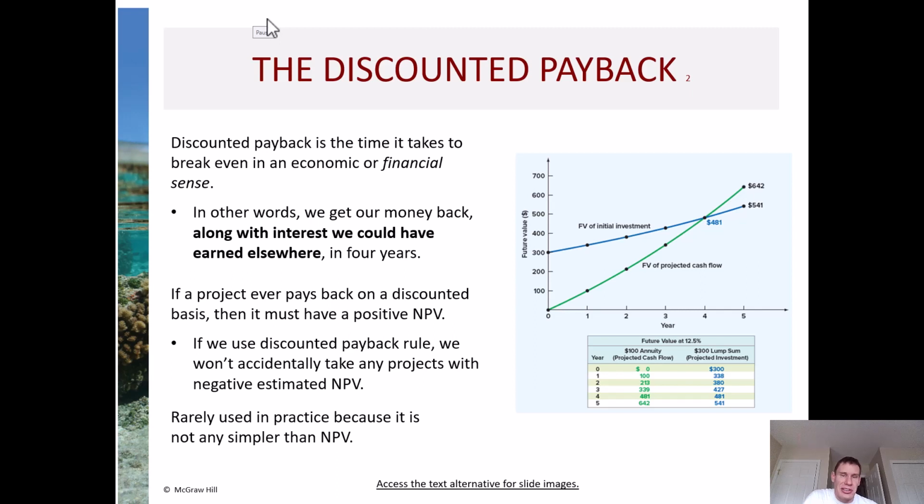Okay, so discounted payback is the time it takes to break even in an economic or financial sense. In other words, we get our money back along with the interest we could have earned elsewhere in 4 years. So it's now taking into account the discounting. If a project ever pays back on a discounted basis, then it must obviously have a positive NPV, right? Because if you get a negative NPV, it doesn't necessarily mean you're technically losing money. It just means that you're not hitting your required rate of return. So if we use the discounted payback rule, we won't accidentally take any projects with negative estimated NPV.